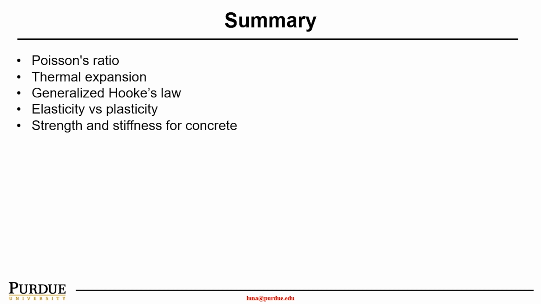We spent a fair amount of time discussing elasticity versus plasticity. Again, elasticity describes a material property in which the deformation is recoverable when the load is removed. Plasticity means permanent deformation is generated even when there is no loading condition. And then we talked about stress and strain, or strength, stress, and stiffness of concrete, which again is very different from many other materials.